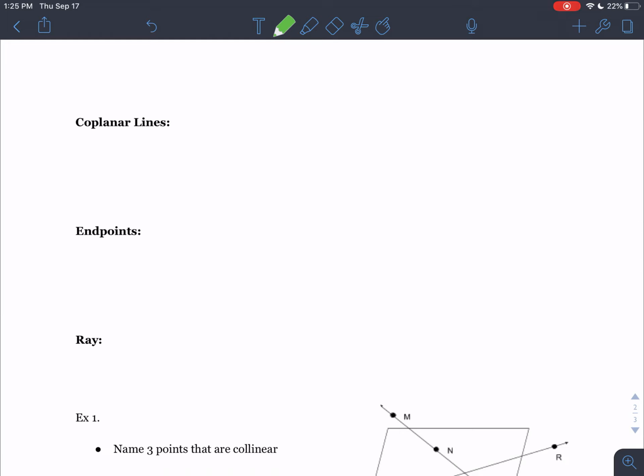This one's also very similar. Coplanar, meaning on the same plane. Lines. Lines on the same plane.